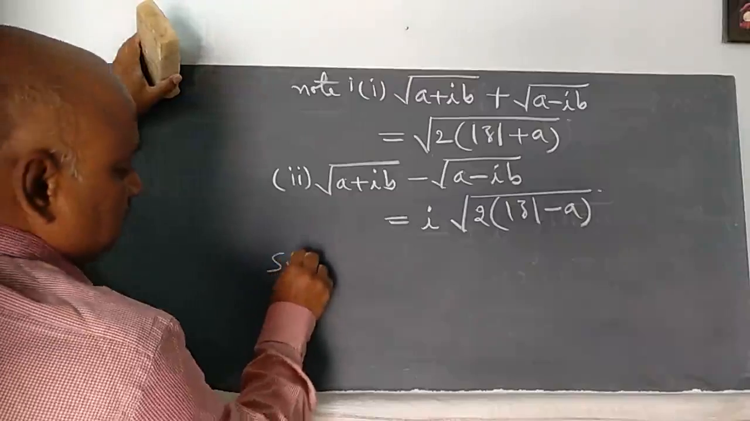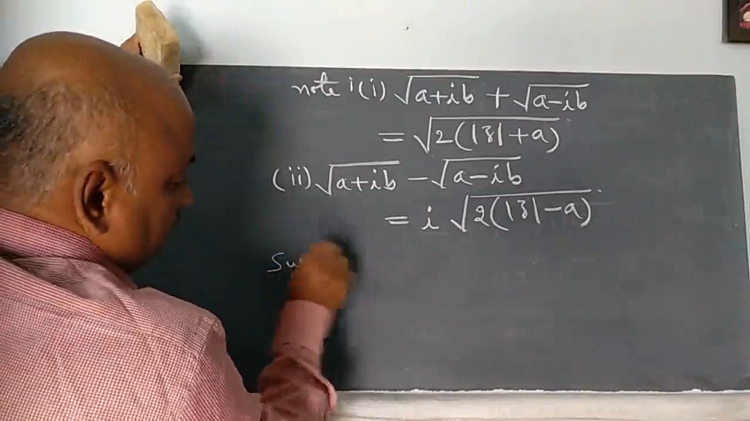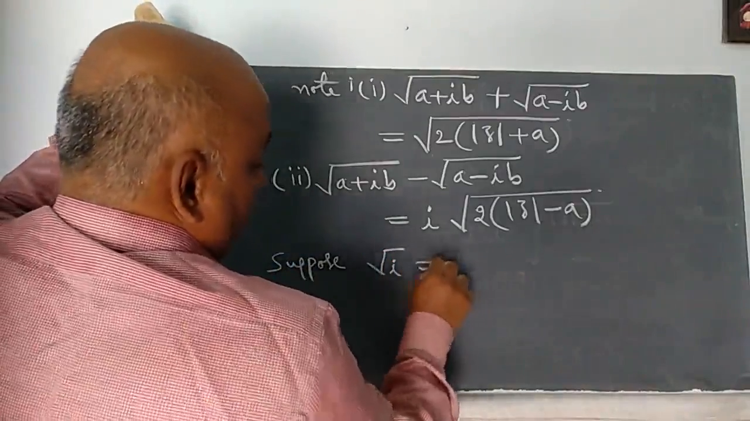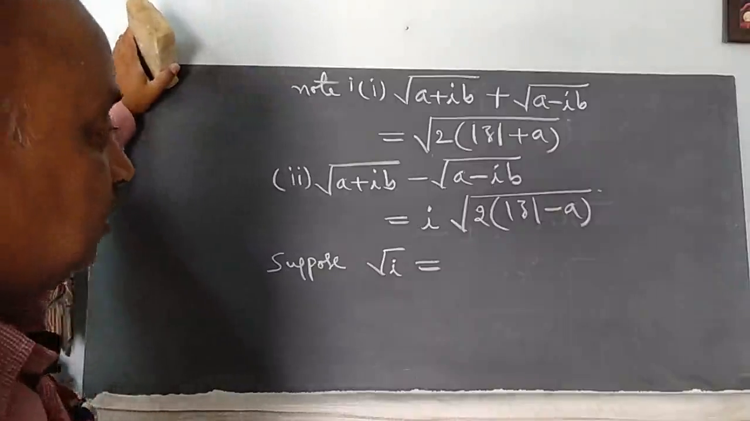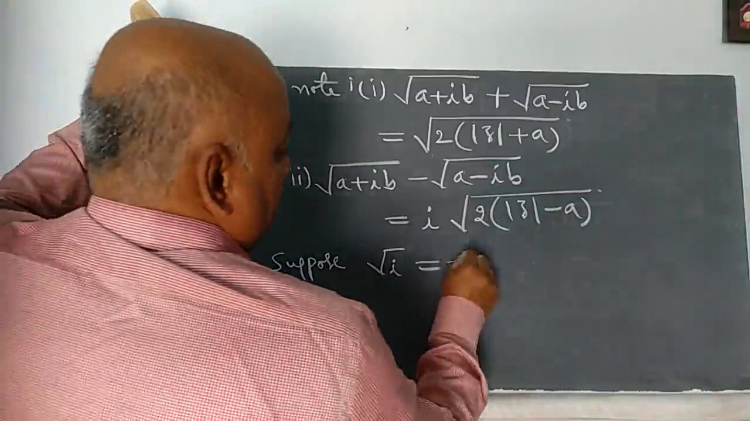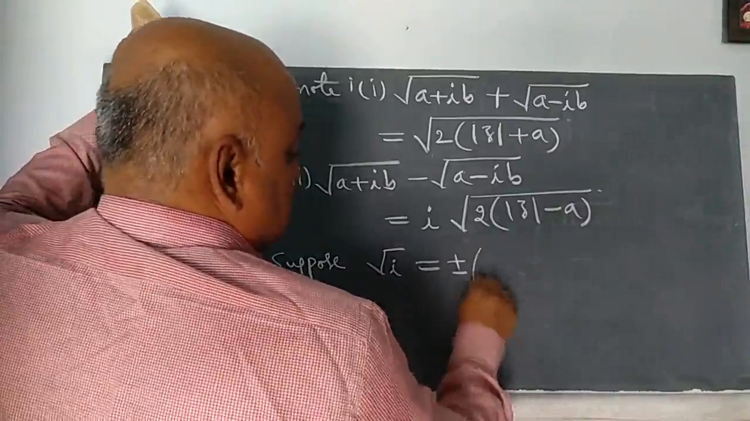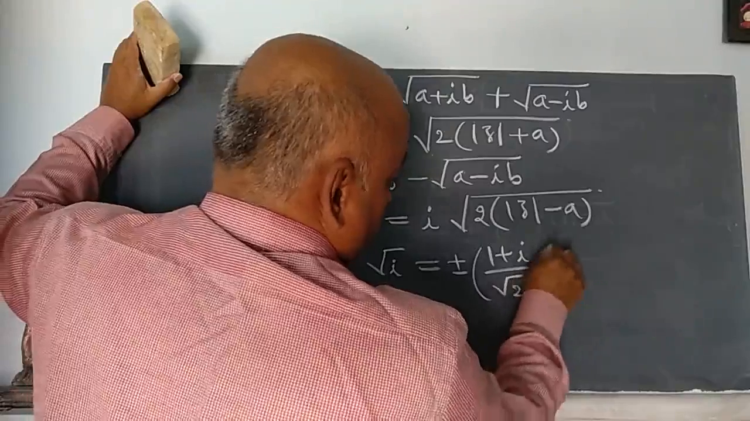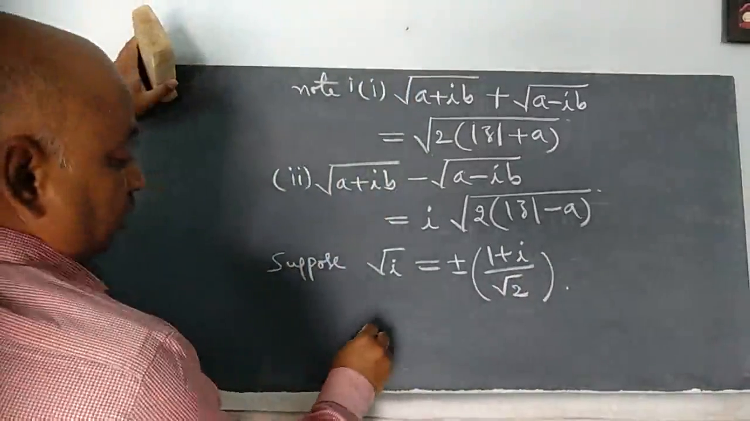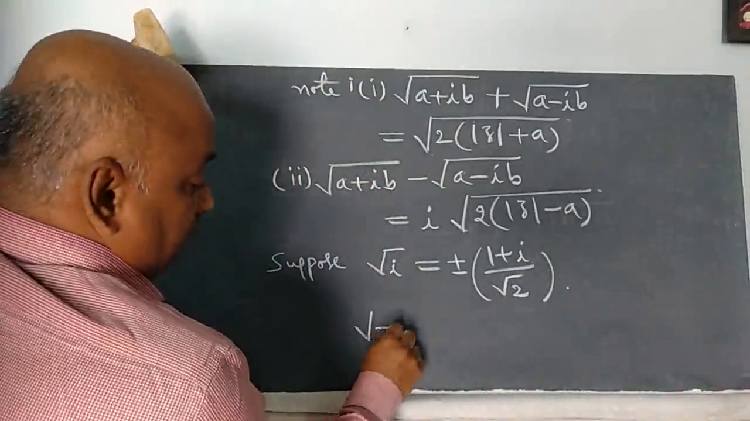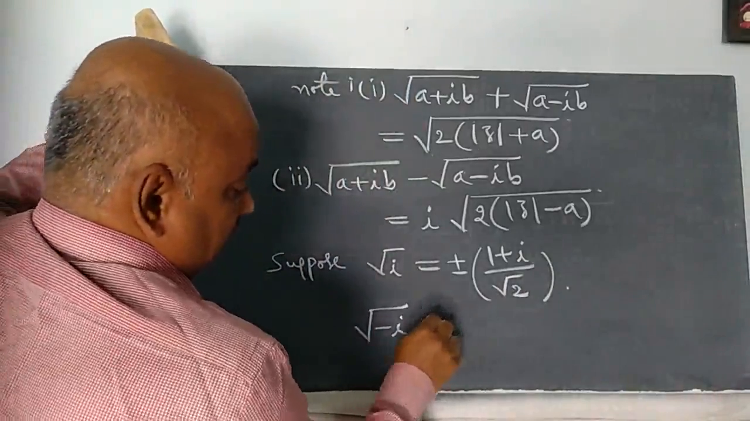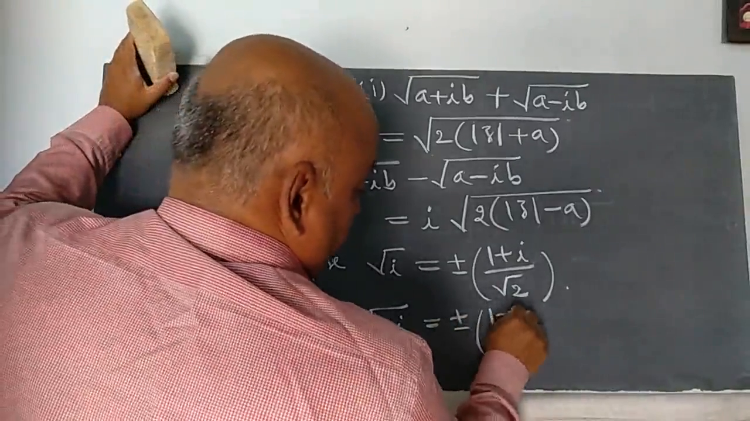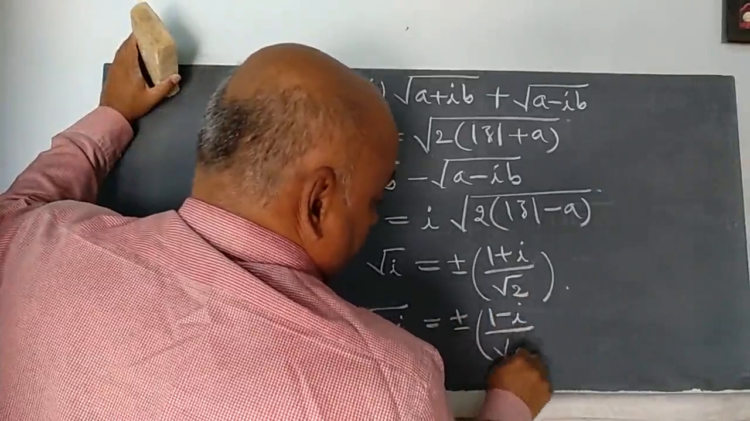Suppose the square root of i is there. What is the square root of i? This is equal to plus or minus (1 plus i) by root 2. Suppose the square root of minus i is there. This is equal to plus or minus (1 minus i) by root 2.